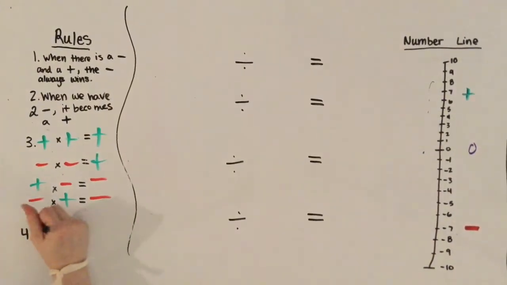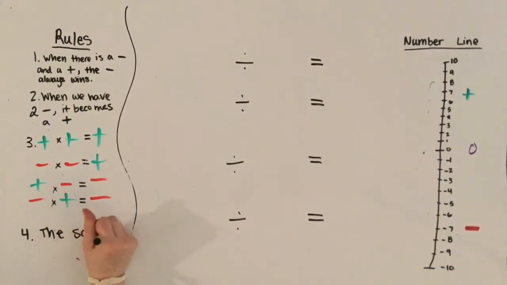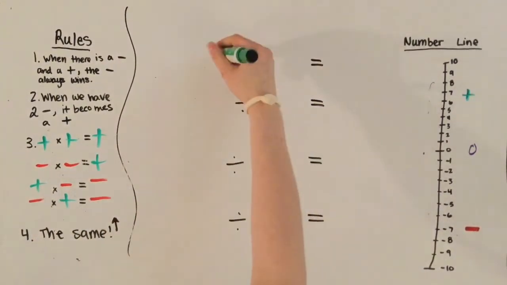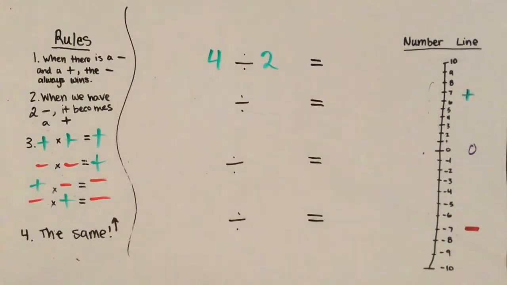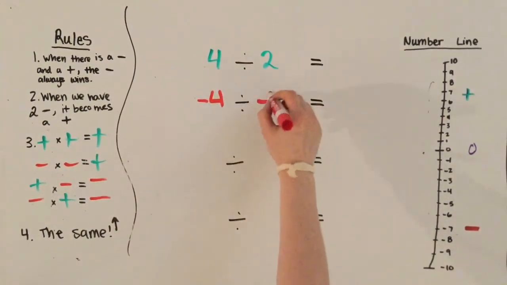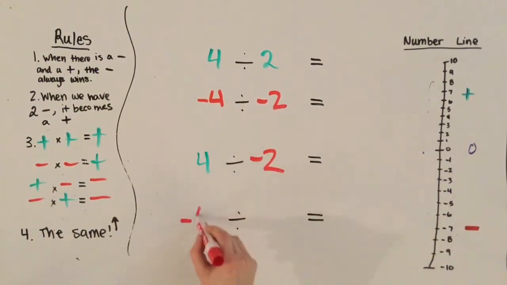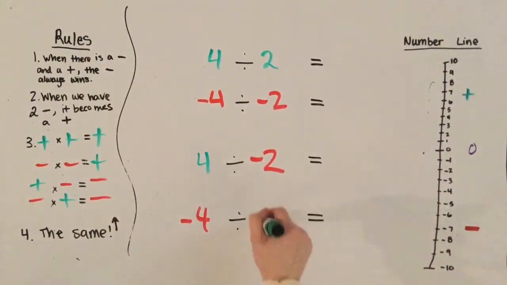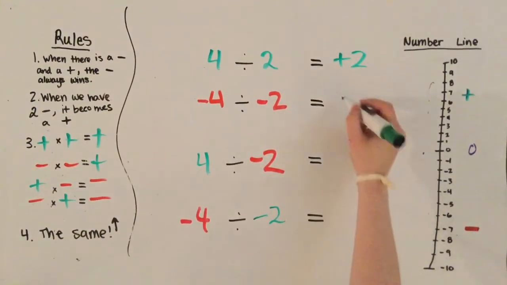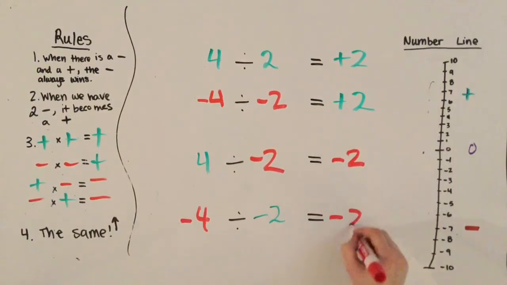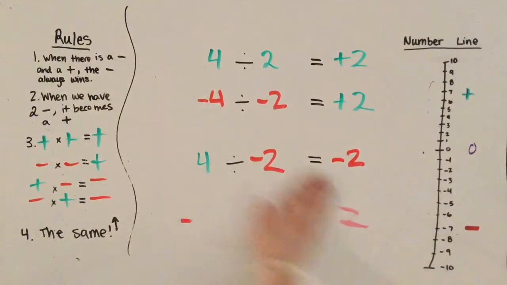The rules for division are super easy because it's literally the same as multiplication. So let's say we have these problems. Positive 4 divided by a positive 2, negative 4 divided by a negative 2, and a positive 4 divided by a negative 2, or a negative 4 divided by a positive 2. We look at our problems. First one, two of the same sign, so positive 2. The second is also the same sign, so positive 2. The last two have different signs, so negative 2.